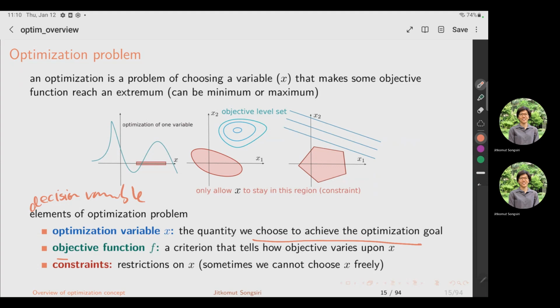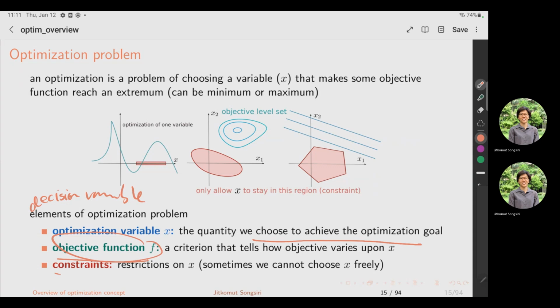Second of all, the second element is objective function. When you want to decide about that x, what would you like it to be, what is your goal? How can you describe your goal as a mathematical expression? I want to decide my price so that my profit is maximized. The profit is objective function.